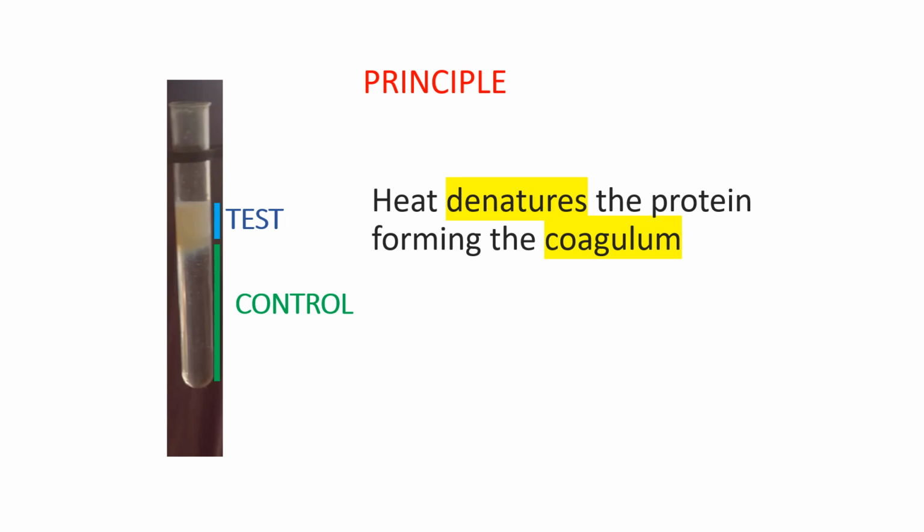So the principle is very simple. When you heat the protein, it eventually denatures, and this denaturation of proteins will form that coagulum. Once you heat, the protein becomes denatured, and it is not water soluble anymore. That is why it gives you this coagulum-like appearance.